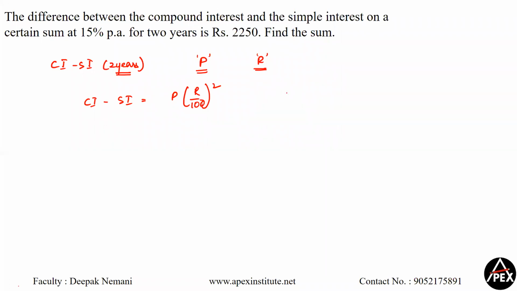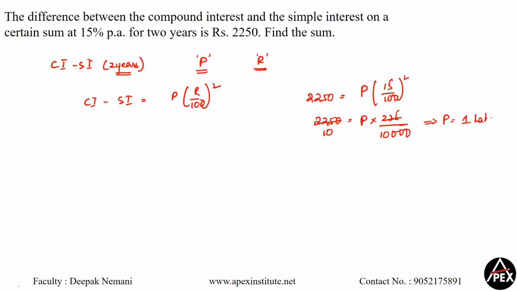Okay, so here it is given that the difference is 2250. So this is equal to P. We need to find P and R is given as 15. 15 by 100 whole square. So 2250 is equal to P into 225 by 10,000. So principal is equal to 10 into 10,000, 1 lakh rupees. So the principal here is 1 lakh.